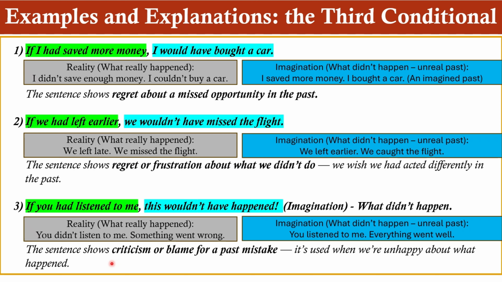Now, before we move on to practice, there is one more important point to look at. We understood that we can also use other modal verbs like could and might instead of would. The same thing applies here in the third conditional as well. Now let's look at how could have and might have can slightly change the meaning of a sentence.